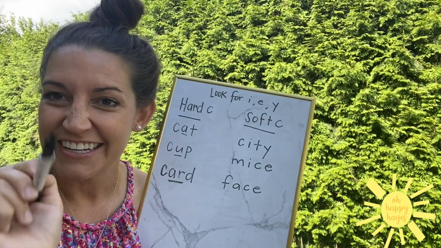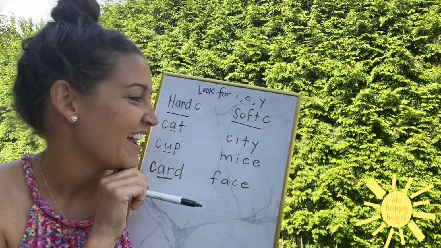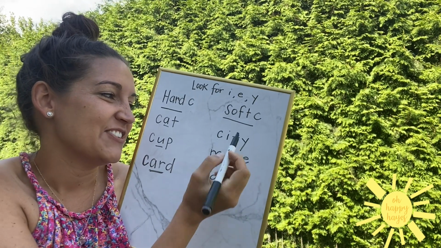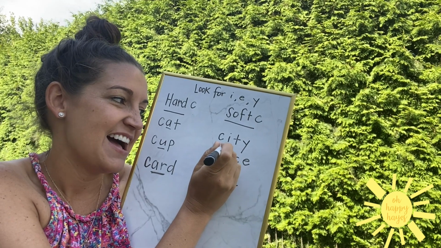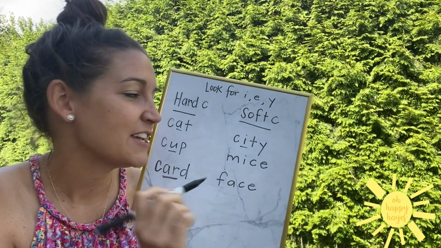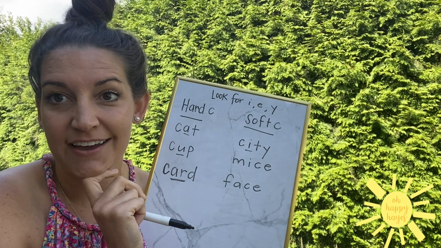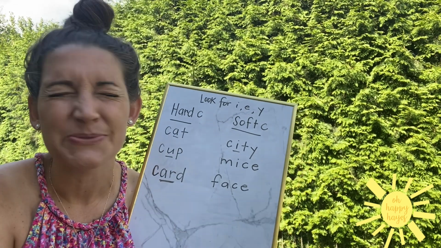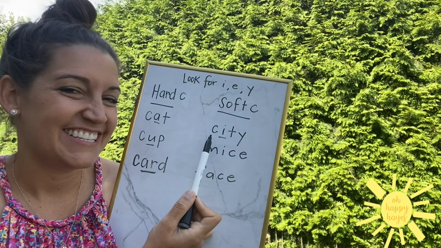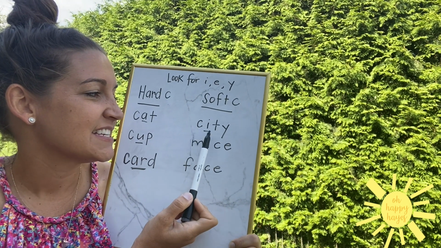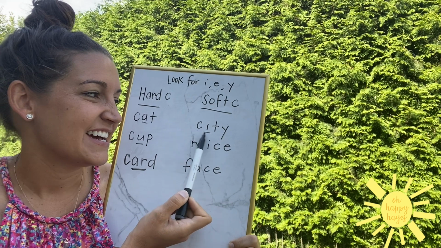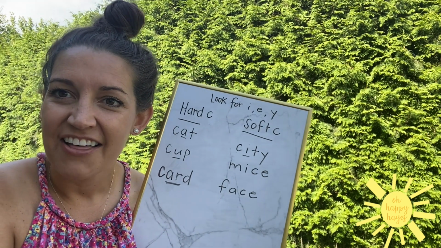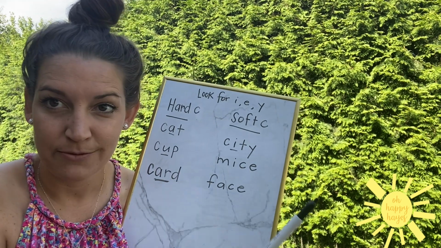This is the tricky one. Don't get tricked. All right, look after the C here. I see the I. That tells me this C is not going to say K. It's going to say S, like an S. I know, it's so silly. So let's sound it out. Get ready. S, it, E, city. I know the Y says ye. That helps me with this word.